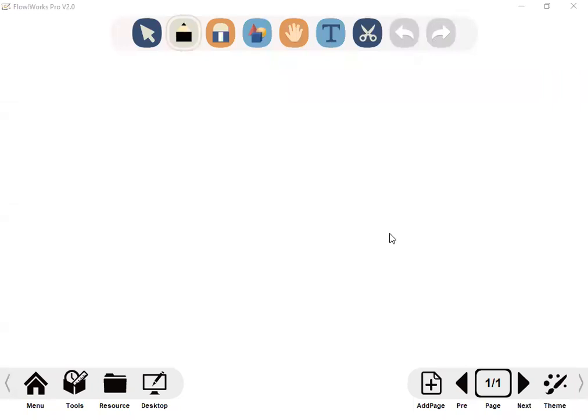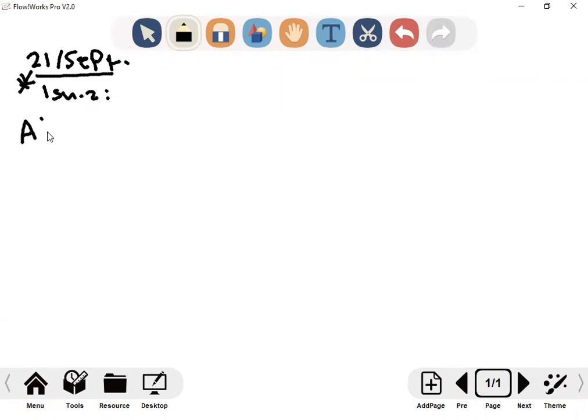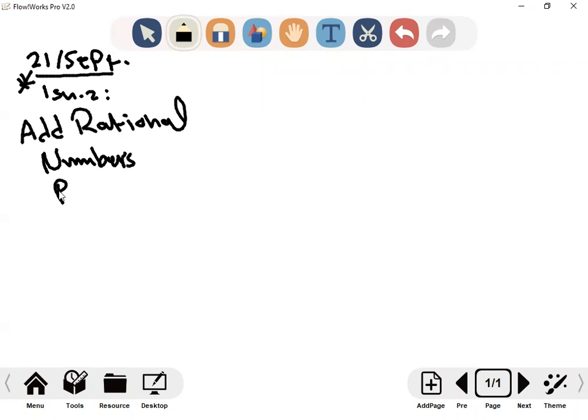Which page, guys? So our lesson is on page 188, it is 21 September. Lesson two, add rational numbers, page 188.